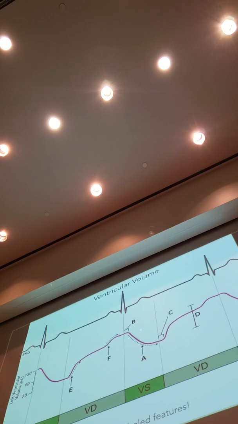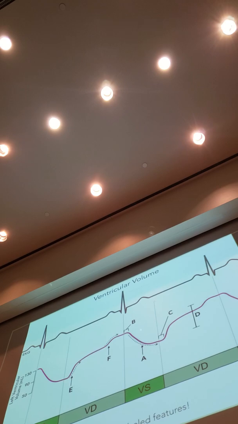So we could identify the maximum and a minimum, right? What would we call the maximum? Yeah, the maximum here is the end diastolic volume. The minimum is the end systolic volume, right? So D represents the stroke volume.